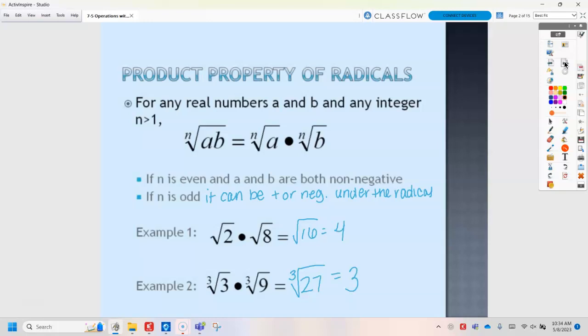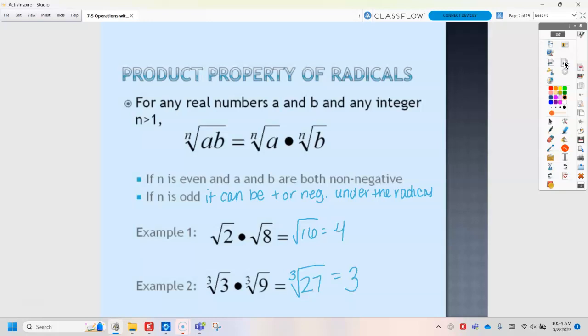So for any real numbers a and b and an integer n greater than 1, we have the following condition. The nth root of a times b can be broken up as the nth root of a times the nth root of b. Again, a review of a concept we previously talked about.